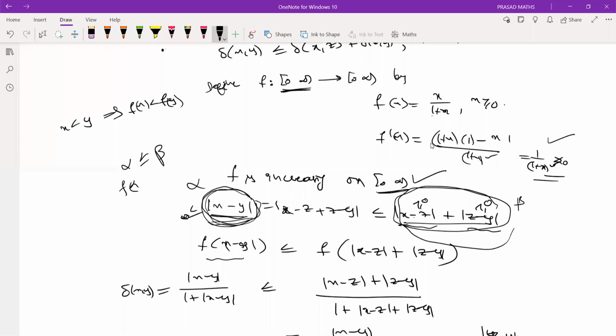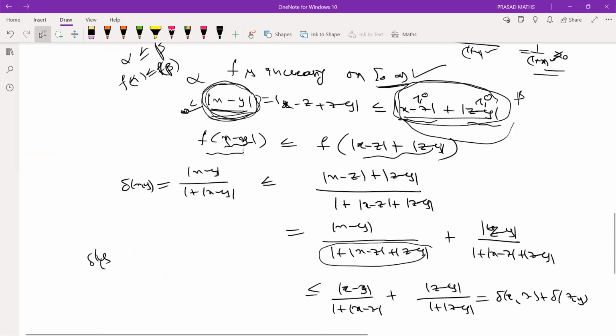So that means f of alpha is less than or equal to f of beta. So what is my f of alpha? Alpha by 1 plus alpha. What is my f of beta? Beta by 1 plus beta. Is it clear? Yes, sir.